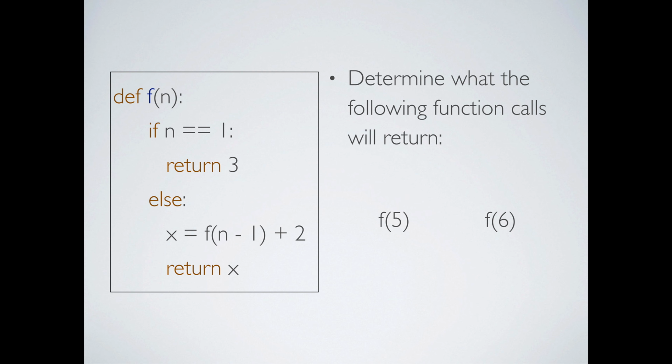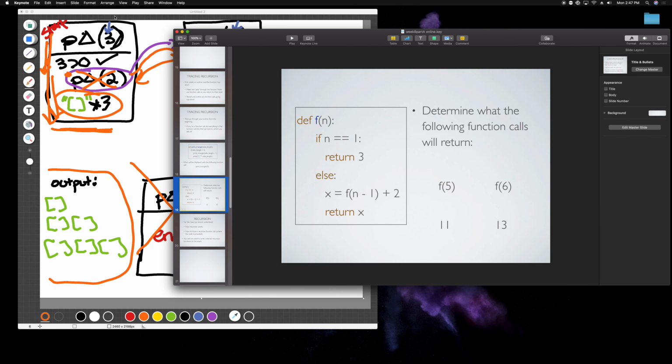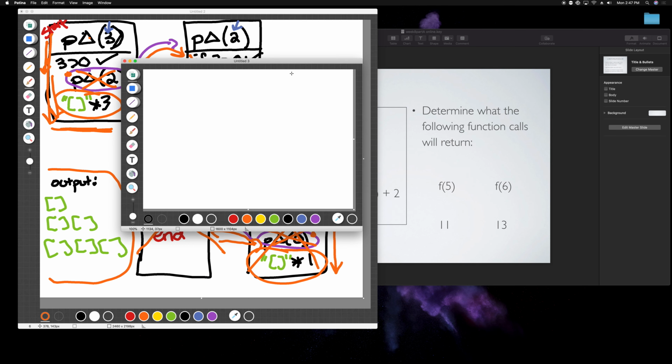Alright, so with these 2 function calls, f5 will return 11 and f6 will return 13. So what I'm going to do now is go through the outline for f5. I'm not going to do the one for f6, but the one for f6 will basically be one more step than the one for f5. But if you have questions about f6 after seeing the outline for f5, please do let me know. Alright, so let's go ahead. I'll make a new blank canvas here so we have room to work with.